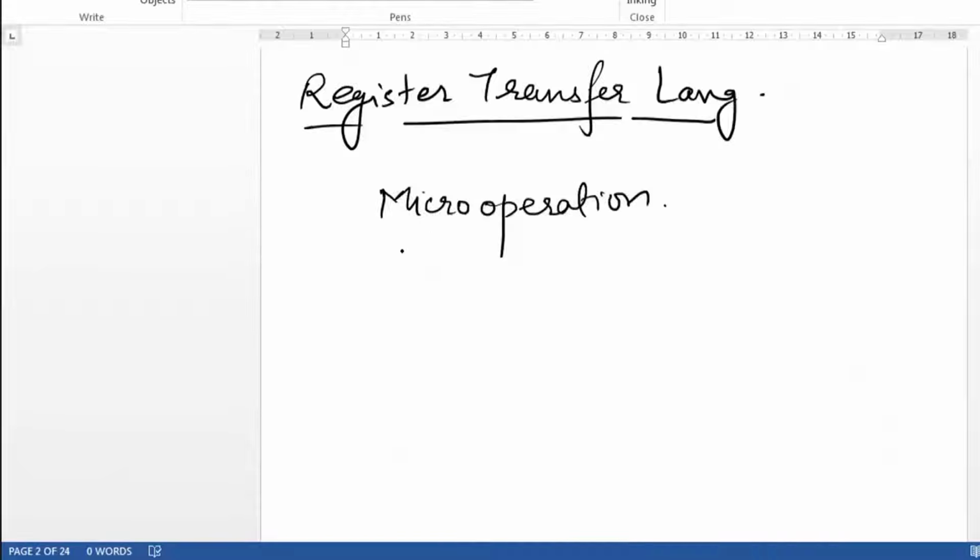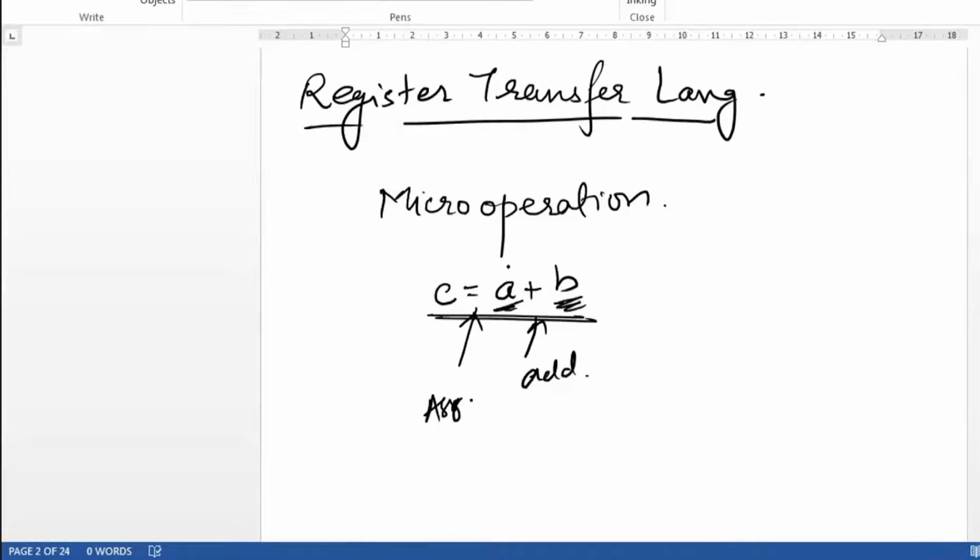Now, I gave you an example that in C language, we carry out our instruction like this. We write our instruction like this. Here, how many operations are we doing? We have one operation, that is addition, and the other operation is equal to, which is assignment operation, right? So here, if I want to carry out this operation at register level, we call this a micro operation. It is an operation executed on the data which is stored at the register level. Where will this data be stored? This A and B are stored in registers.